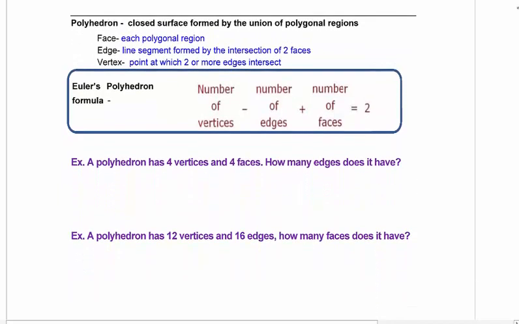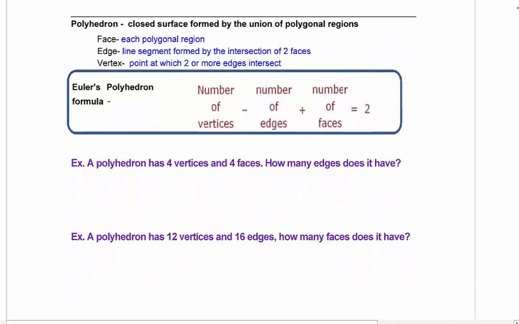Last piece for this section is going to be a formula that's given to you, the Euler polyhedron formula. It's the number of vertices, which are the points at which 2 or more edges intersect, minus the number of edges, which are the line segments formed by the intersection of 2 faces, plus the number of faces, which is each polygonal region, will always equal 2. This will be given to you.